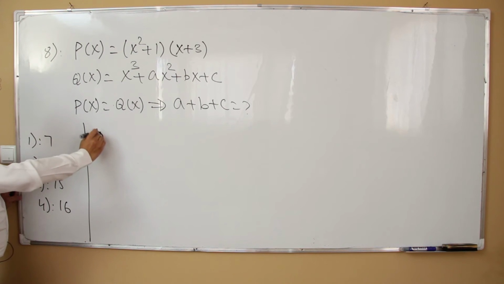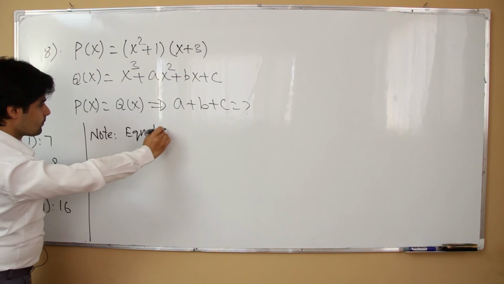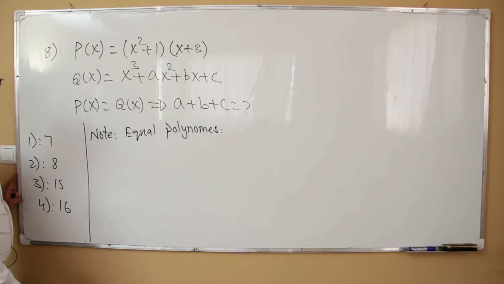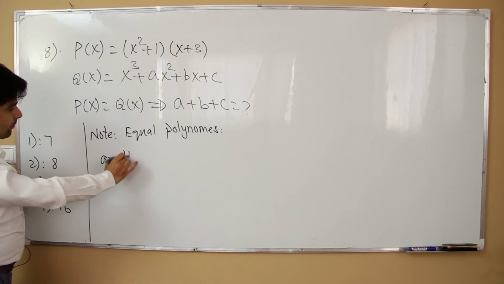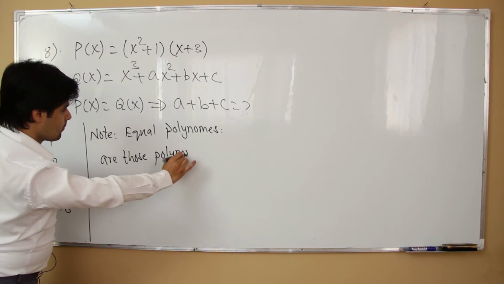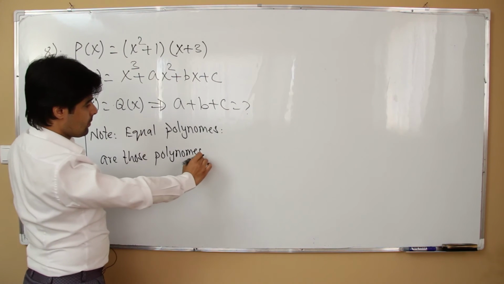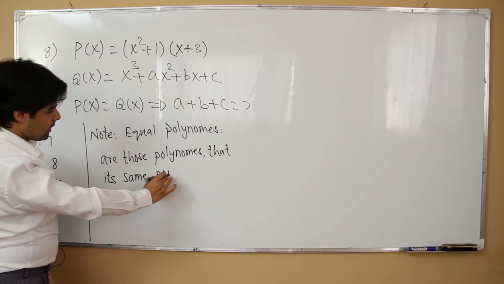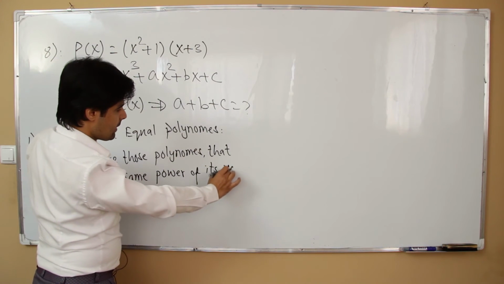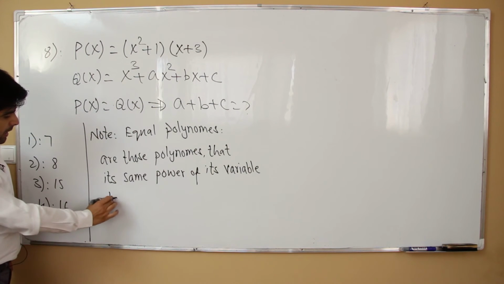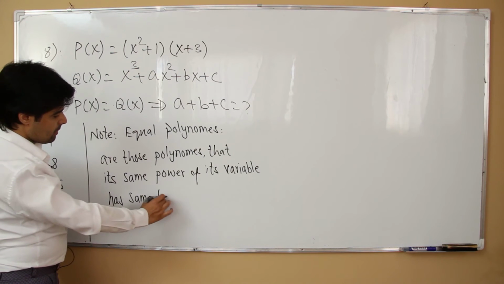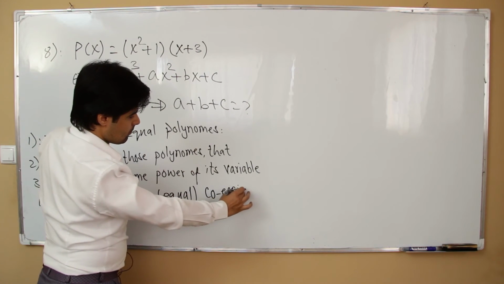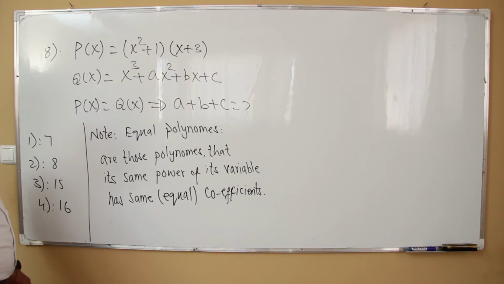You have to note something. That is equal polynomials. What are equal polynomials? Equal polynomials are those polynomials that have the same power of their variable with the same equal coefficients. These are called the equal polynomials.